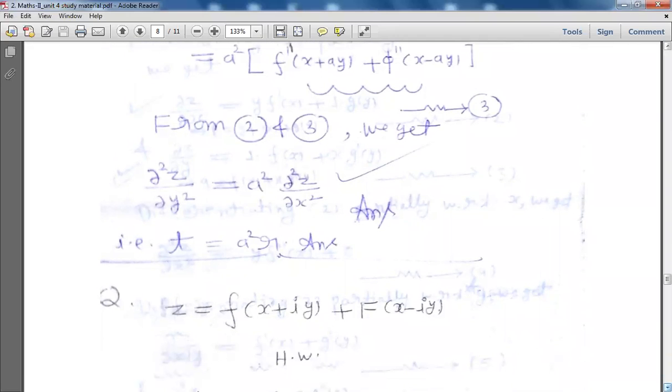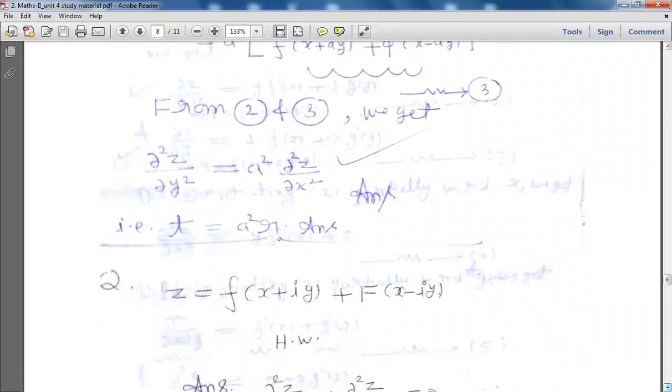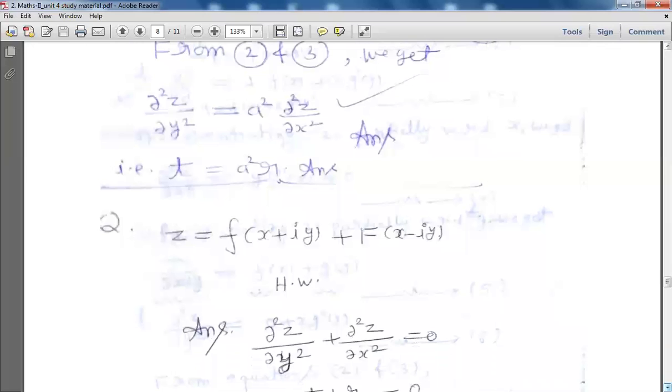The other problem, z equal to f of x plus iy plus capital F of x minus iy. This can be solved as the previous question, because this problem is also involving two arbitrary functions.